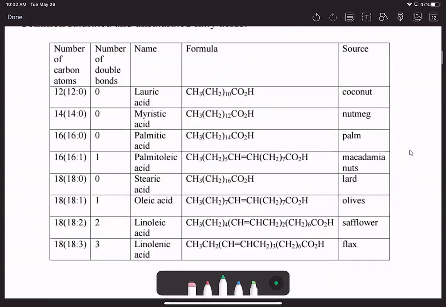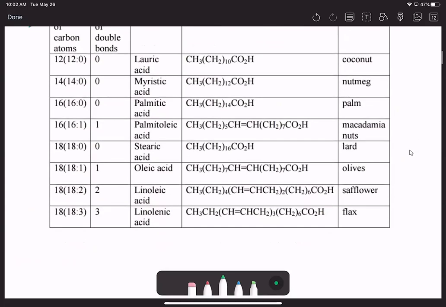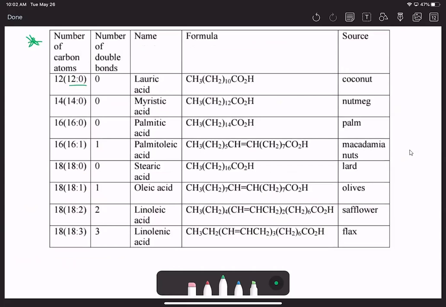You guys are going to have this in your book. Don't get overwhelmed by this. You don't have to memorize all these names and the formulas, right? Don't go out and do that. Don't spend all week trying to memorize the formula and the names. You're not going to have to do that. What we do need to understand is this information here, right?